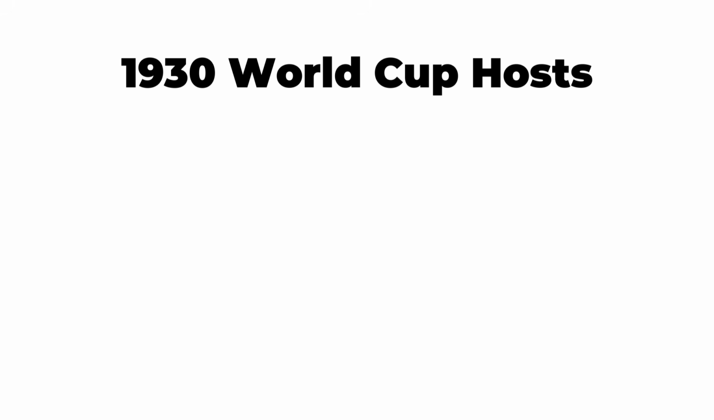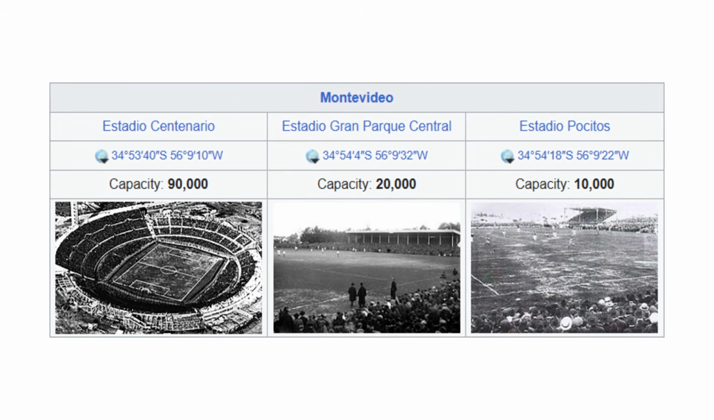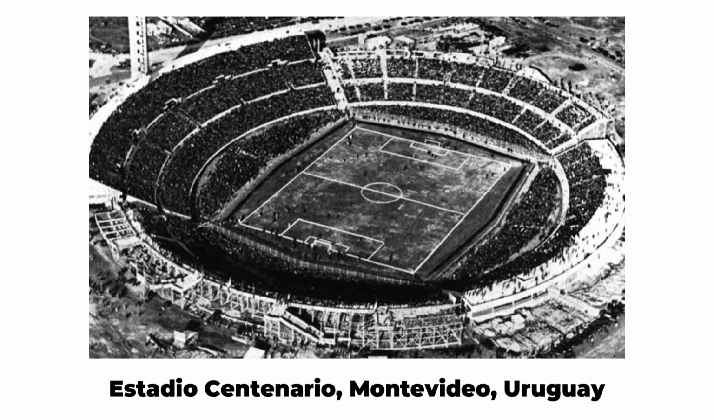This video is every single World Cup final explained. Let's go! 1930. The very first World Cup final was played in Uruguay, in just 3 stadiums within the country's capital, Montevideo. We played this very first final in front of 68,000 people.